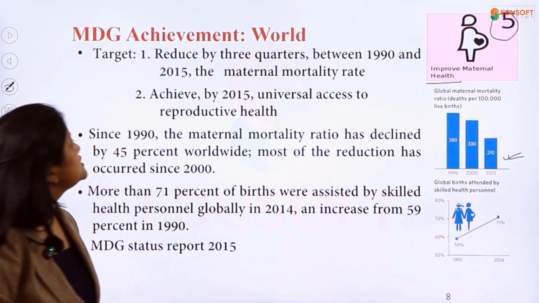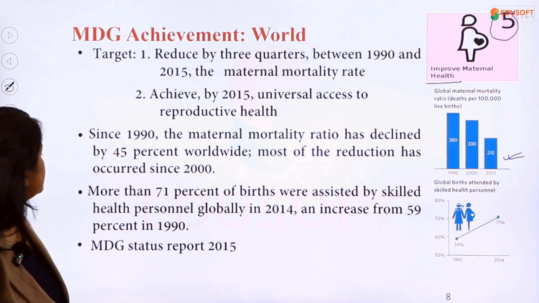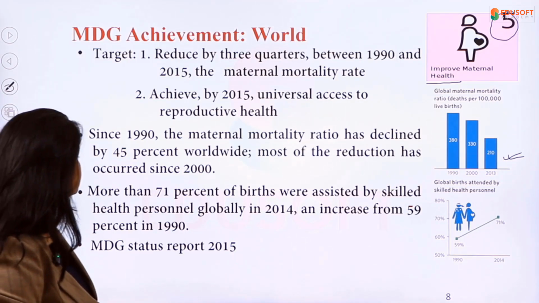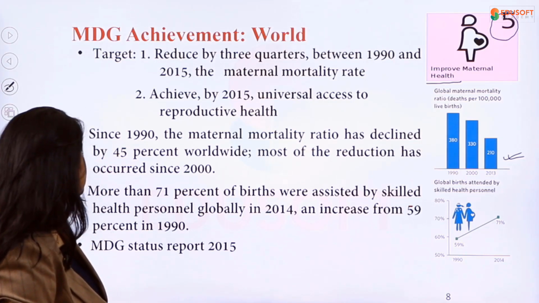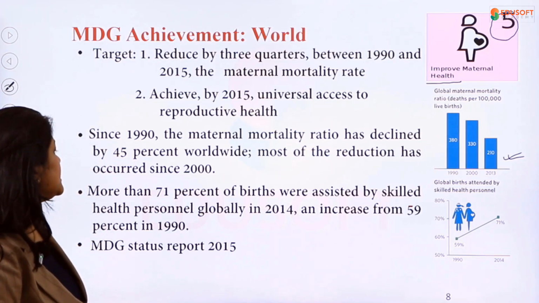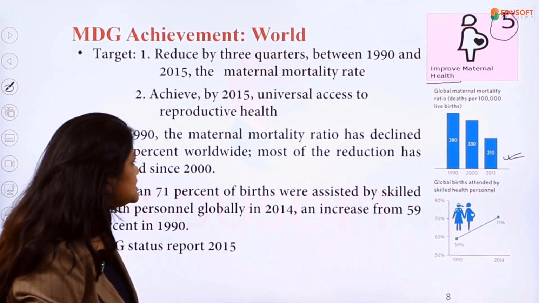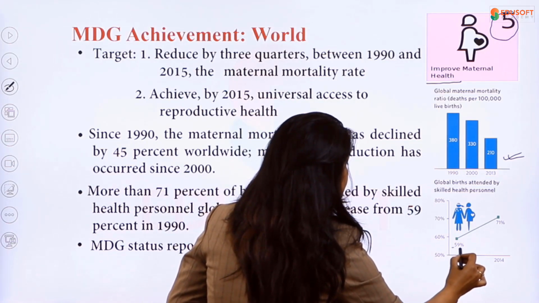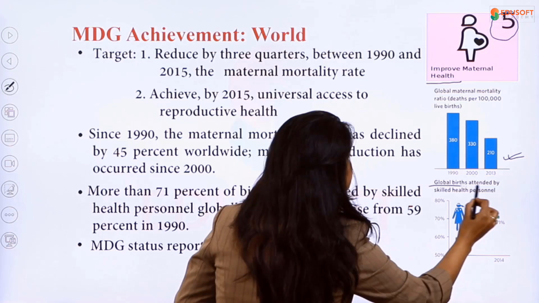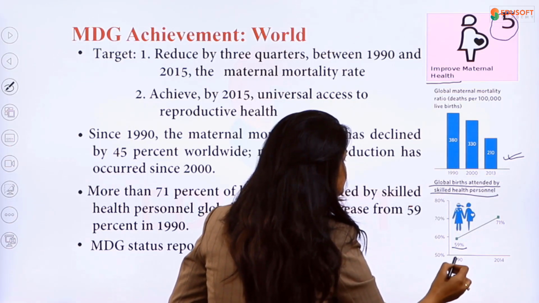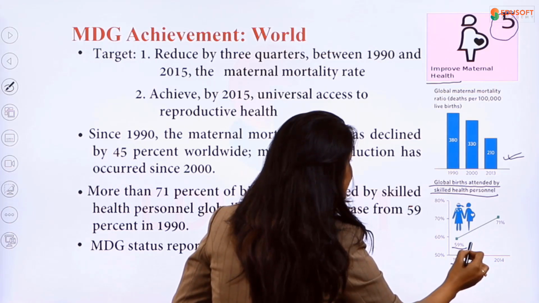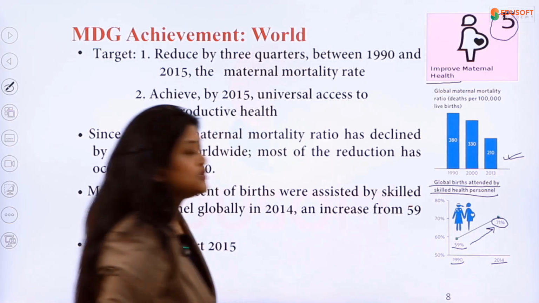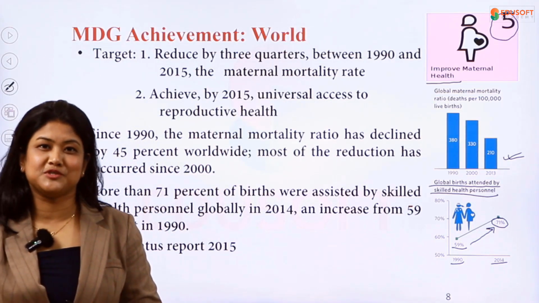Another achievement in terms of improving maternal health by the Millennium Development Goals is that more than 71% of births were assisted by skilled health personnel in 2014, increasing from 59% in 1990. As you can see here, global births attended by skilled health personnel were only 59% in 1990, whereas it spiked to 71% in 2014, which is very good progress that MDGs could bring.